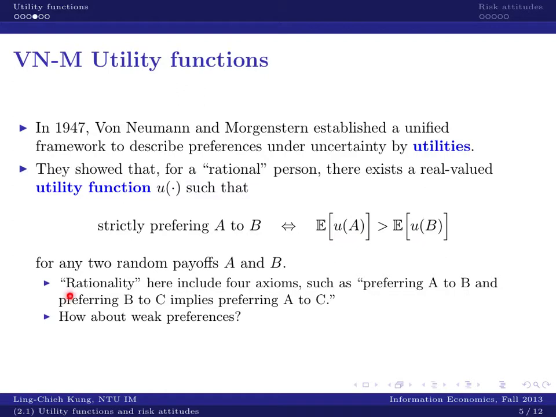Some remarks. Rationality here includes 4 axioms. For example, one of them is if I prefer A to B and I prefer B to C, then I must prefer A to C. Something like this, which we expect most rational people will follow. Also, here we define strict preference, and there we have a strict inequality. If we have weak preferences, then it is just a greater than or equal to situation.